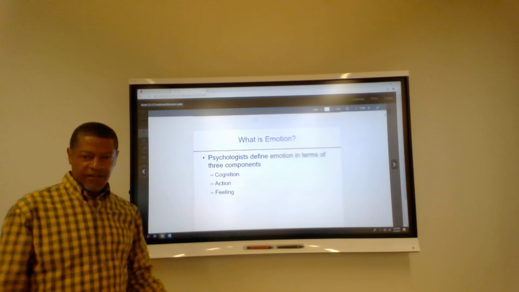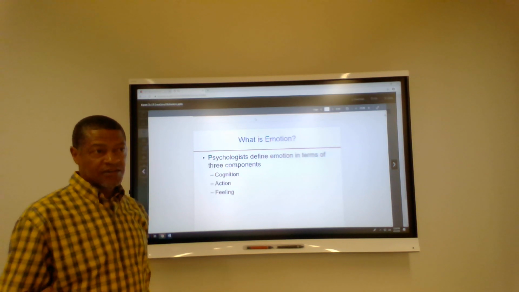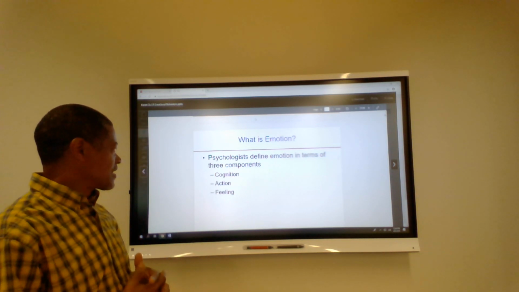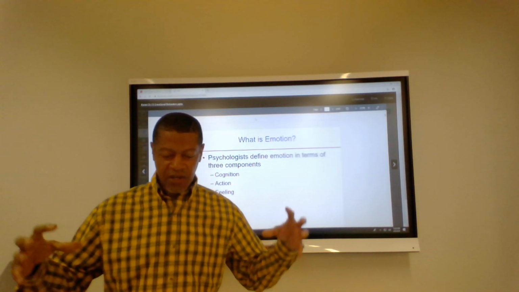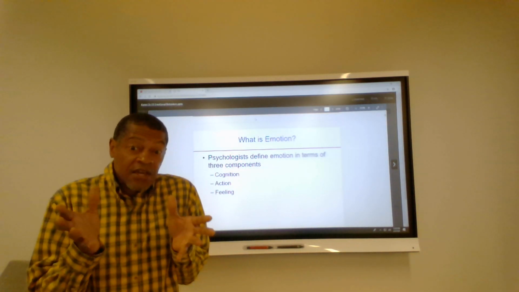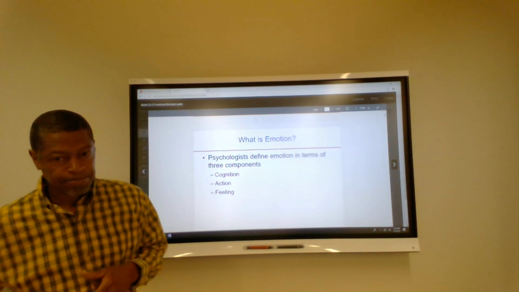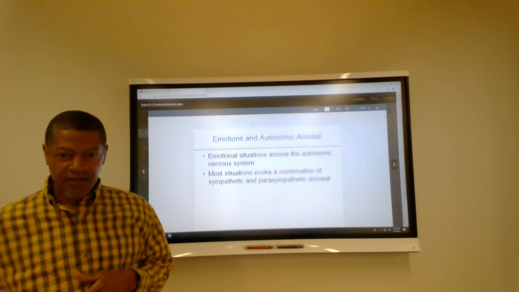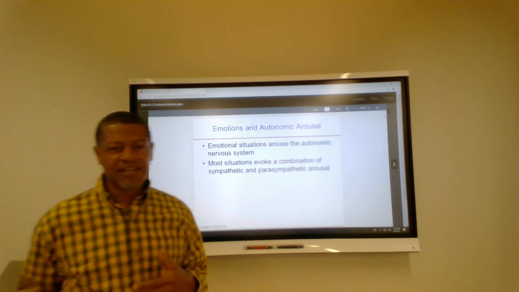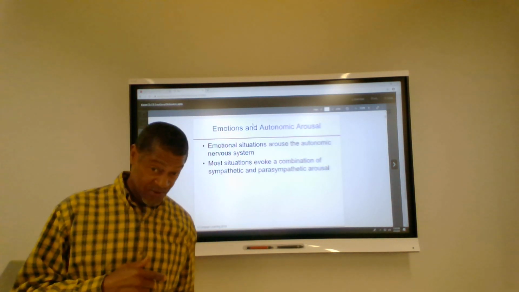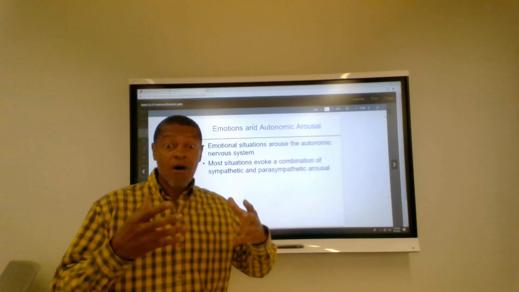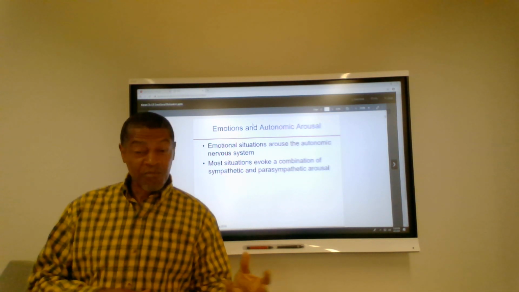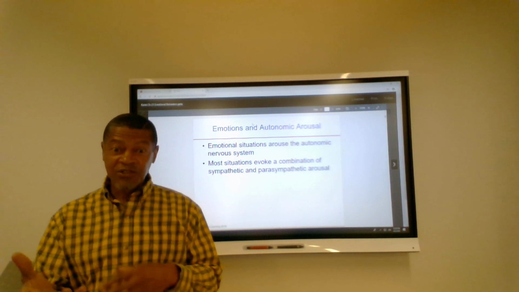So psychologists define it in terms of looking at cognition, action, and feeling. You combine all those, and it's now a way we can conceptualize what we would say emotion would be. So it's important to actually acknowledge another term called arousal, because you can be aroused and that can stimulate your emotions. So the question is, does the arousal come before emotion, or is the emotion first and then you have arousal from that?